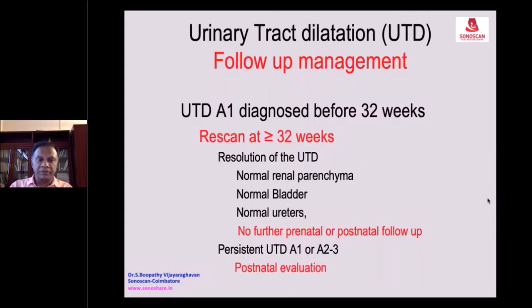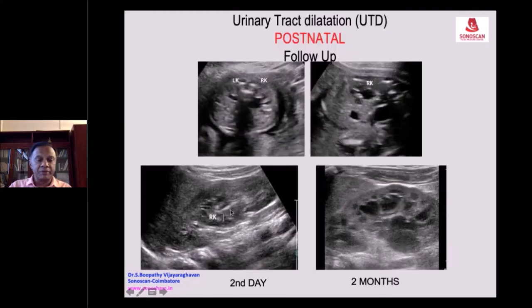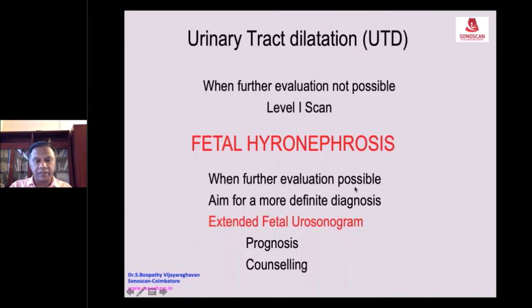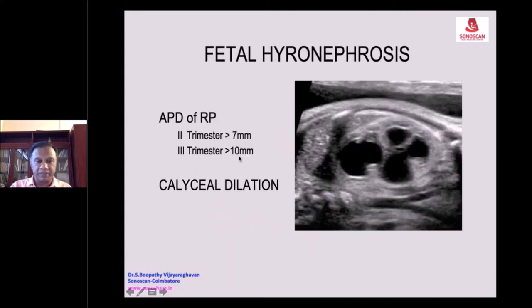Now, what is the use of this classification? It is useful in the follow-up management. So you have to be careful. You do the postnatal scan a little later, preferably after a week if possible, and you aim for a more definite diagnosis by doing an extended fetal urosonogram, like a fetal echocardiogram. You can do an extended fetal urosonogram when there is 10 millimeters in the third trimester with a calyceal dilatation.